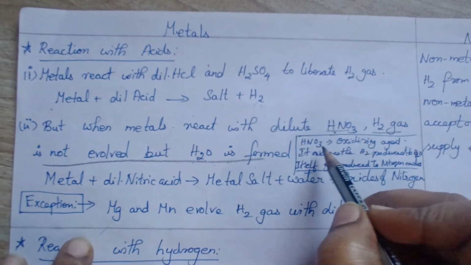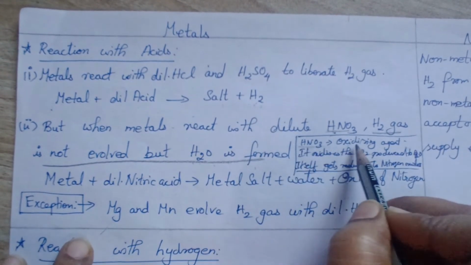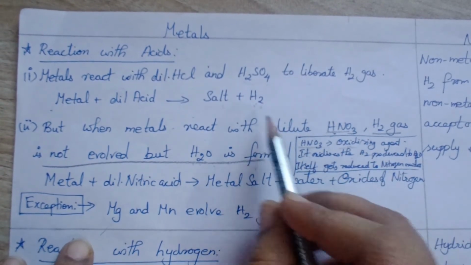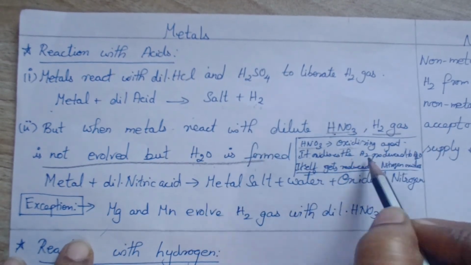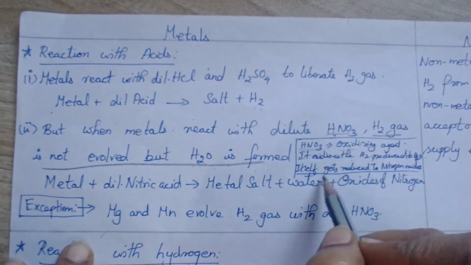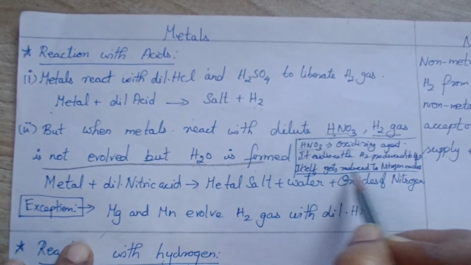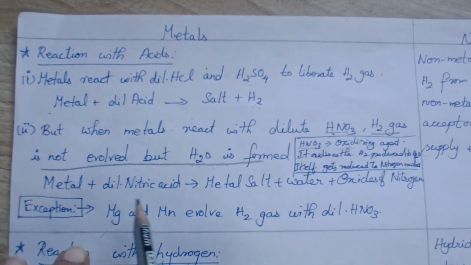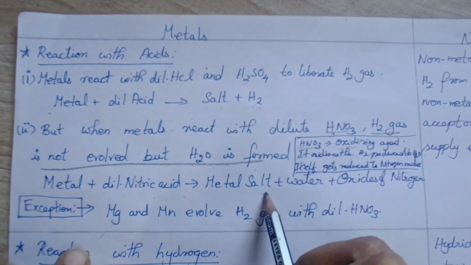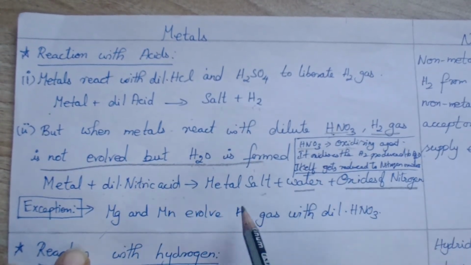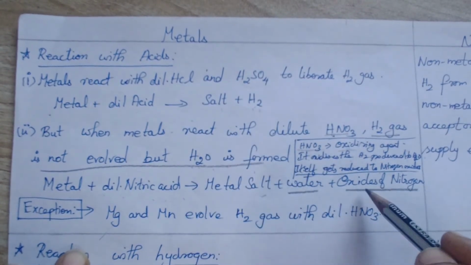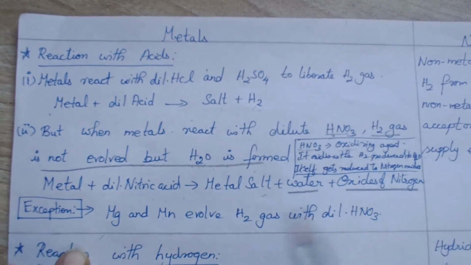Why? Because nitric acid is a strong oxidizing agent. It oxidizes the hydrogen produced to water, and the nitric acid itself gets reduced to oxides of nitrogen. Metal plus dilute nitric acid gives metal salt plus water plus oxides of nitrogen.